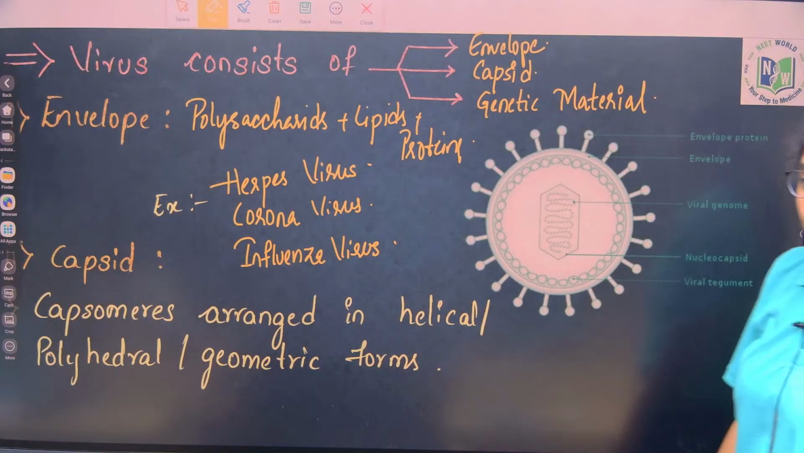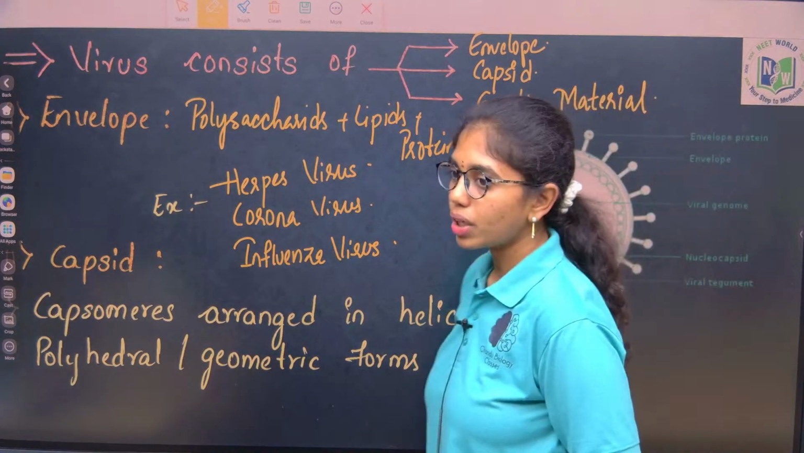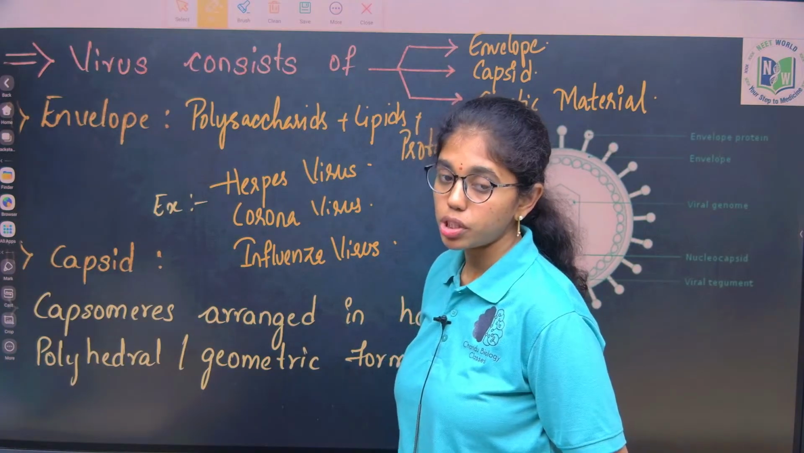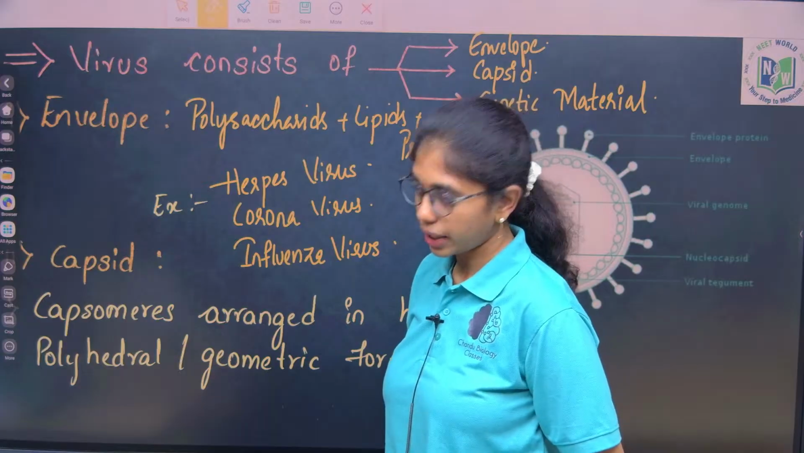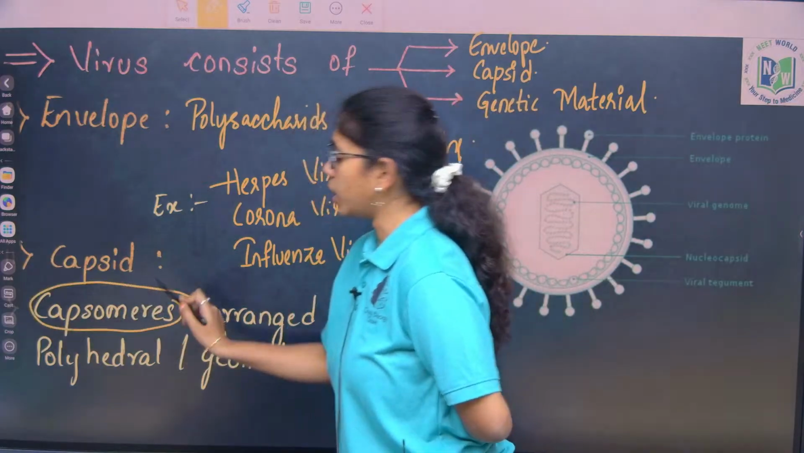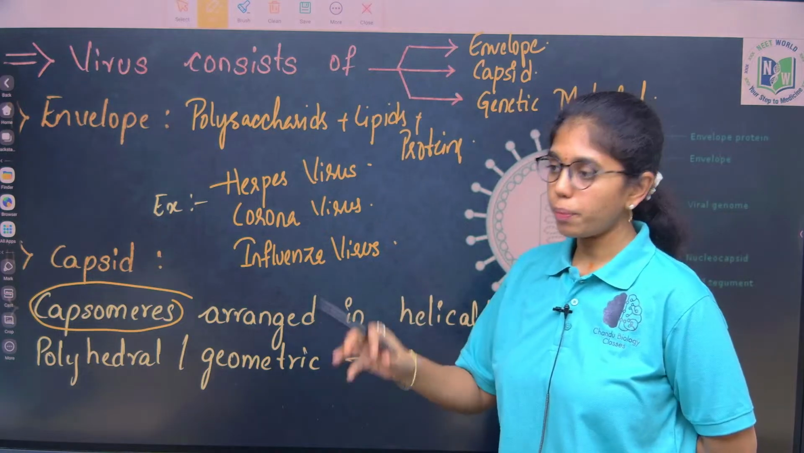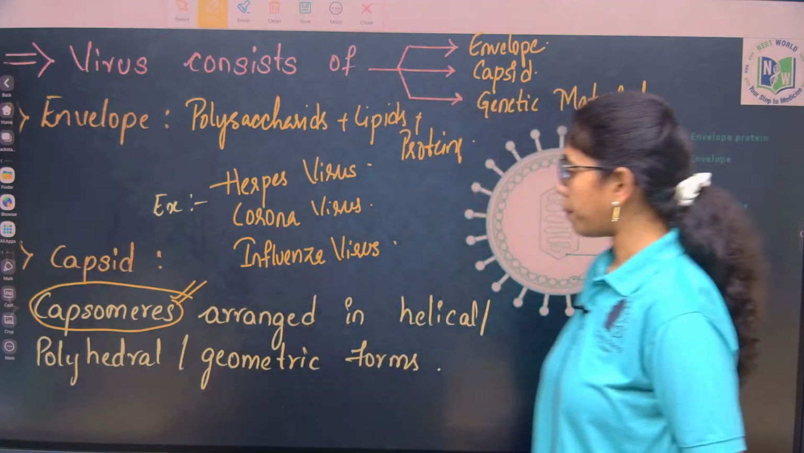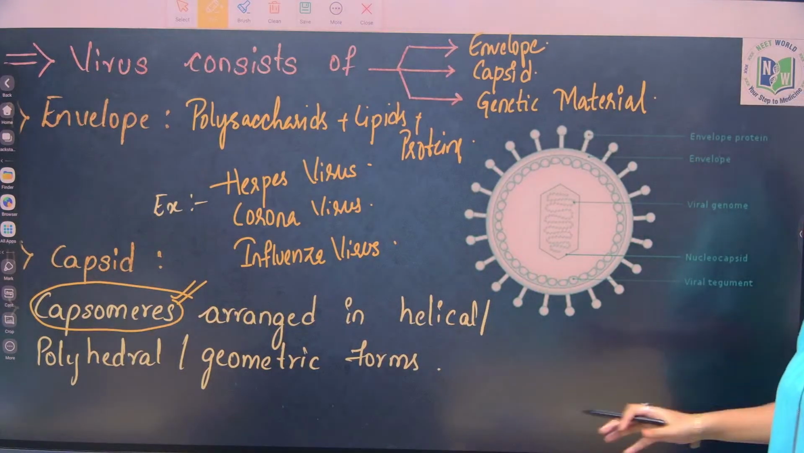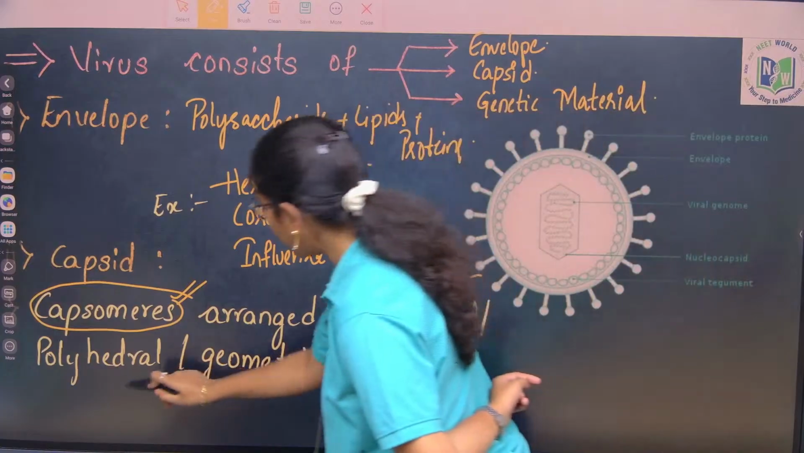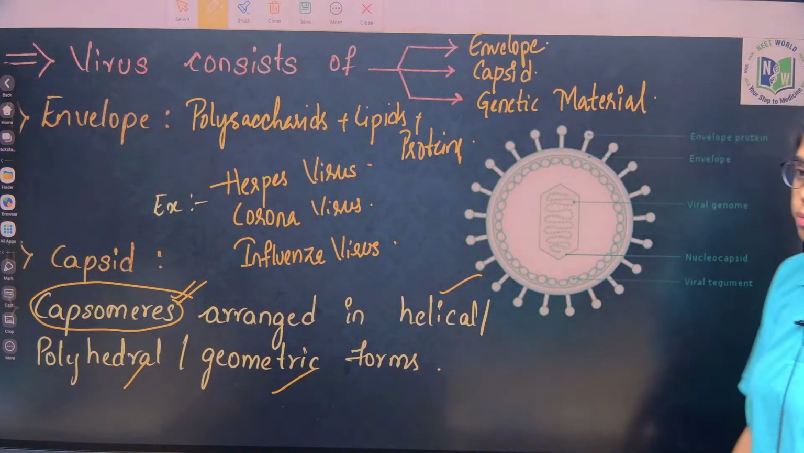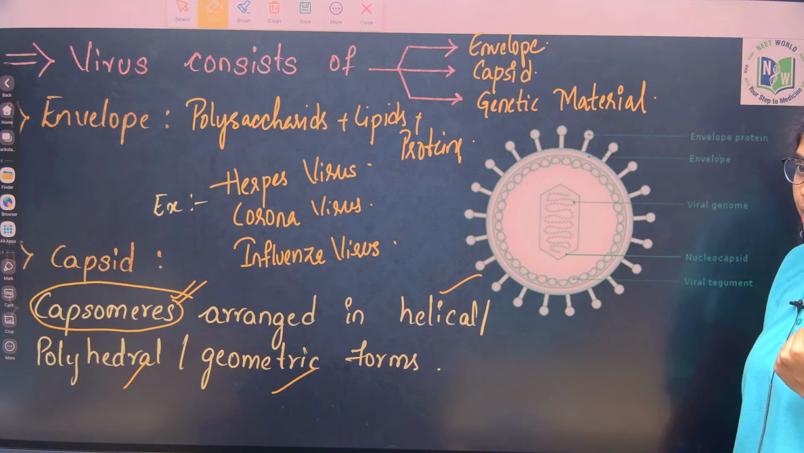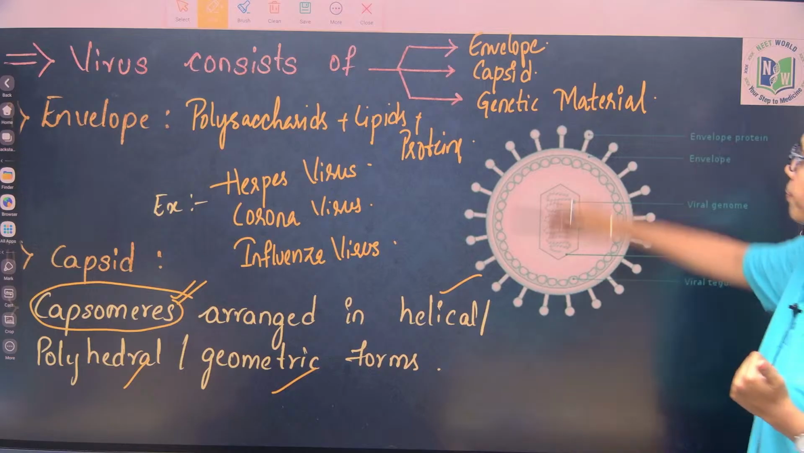Now about capsid. Capsid is purely made up of proteinaceous coats. Proteins are made up of what? Amino acids. The protein subunits which are present in the capsid are called capsomeres. Capsid is made up of protein. Protein subunits present in the capsid are called what? Capsomeres. These capsomeres are arranged in helical, polyhedral or geometric forms. Clear, no? Any doubt till here? Yeah. Next.